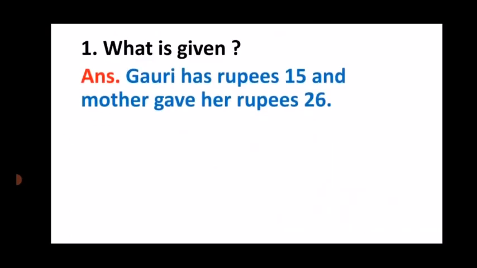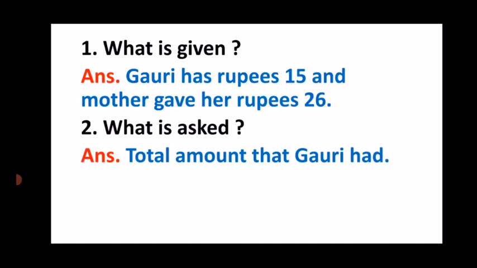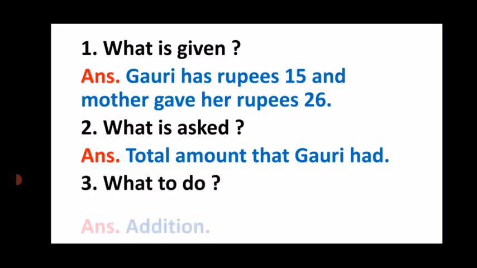Gauri has rupees 15 and mother gave her rupees 26. And what is asked, children? Total amount that Gauri had. Next, what is the plan? Now, what to do to solve the problem? Yes, we are going to do addition. Now we have collected all the information through the story given. Now let's put the numbers in the proper place of tens and units column and start adding. So let's start now.